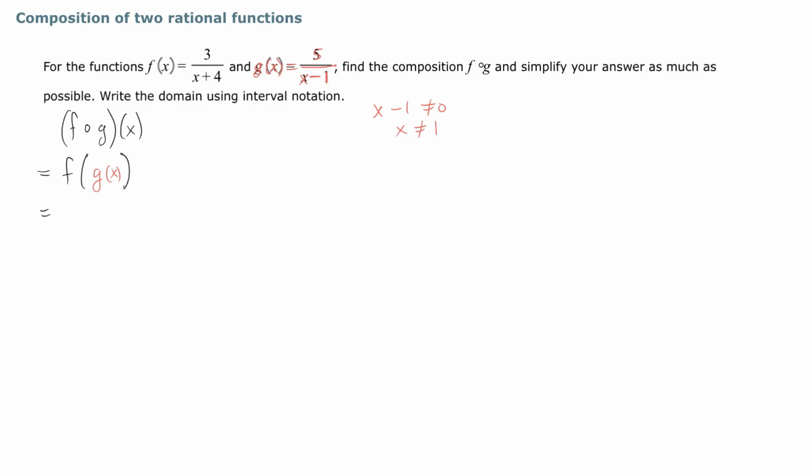Let's go ahead and compose. f composed with g of x, with g of x being 5 over x minus 1. And we get 3 over, whenever you see an x, we're going to replace it with parentheses, 5 over x minus 1, and then it says add 4. We're going to simplify this by multiplying top and bottom by the lowest common multiple of x minus 1 and 1. So we're going to write x minus 1 over x minus 1.